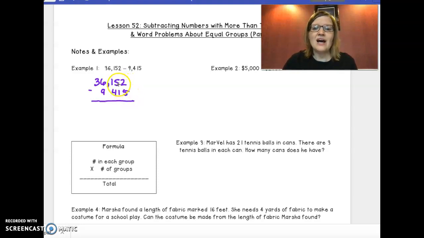2 minus 5, I know automatically I'm going to be regrouping. So I do some regrouping. I take my 10 and move it over. Now I have 12 minus 5. I can work with that, and that is 7. 4 minus 1 is 3. Oh, 1 minus 4. Can't do that. I'm going to have to regroup. I take one of my thousands and move it over to here. I say 11 minus 4, that is 7.